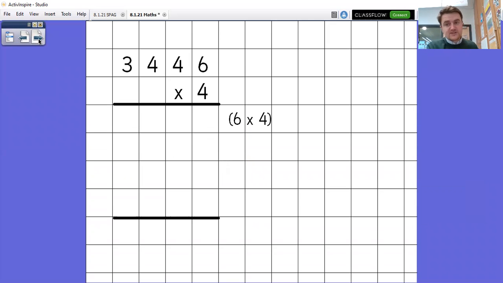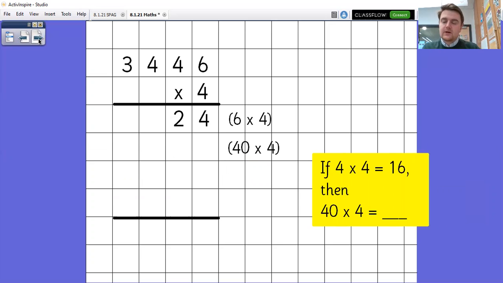6 times 4, I know is 24. 40 times 4, I know that 4 times 4 is 16, so 40 times 4, I add an extra 0 onto that, which gives me 160. 400 times 4, I know that 4 times 4 is 16, so I add 2 extra zeros on, so hopefully that should give me 1,600.